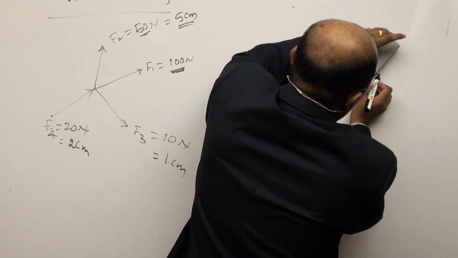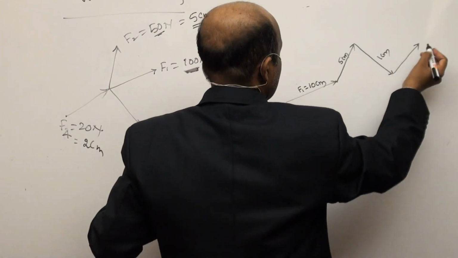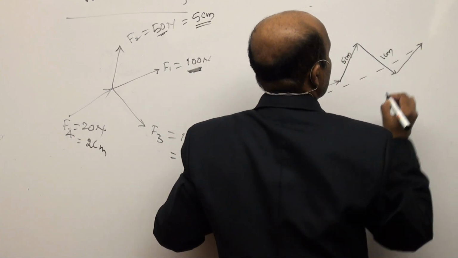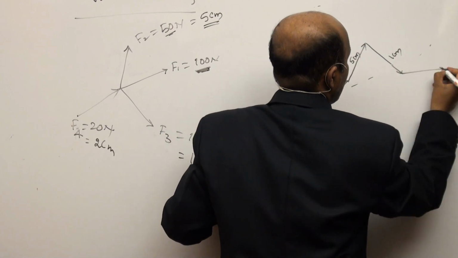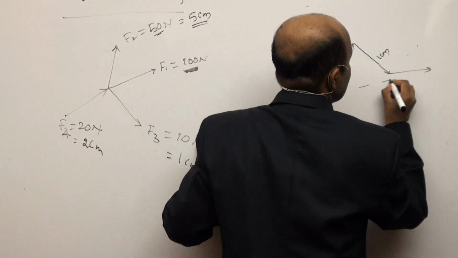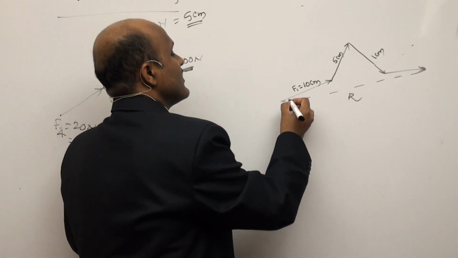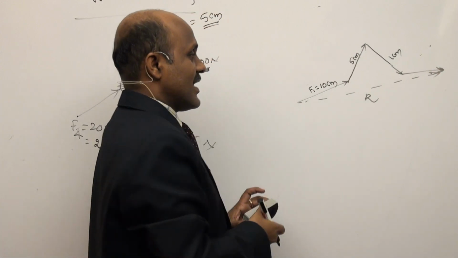So move like this, parallel to here, because this is moving in the forward direction. By joining this end point, it is the closing side of a polygon. The closing side of a polygon represents the resultant of all these forces, but it is acting in the opposite direction. So these are moving in this direction, but it is acting in the opposite direction.